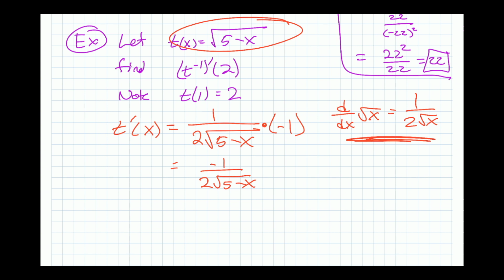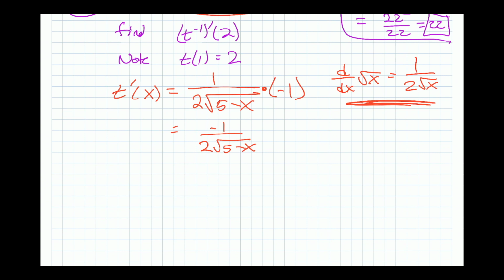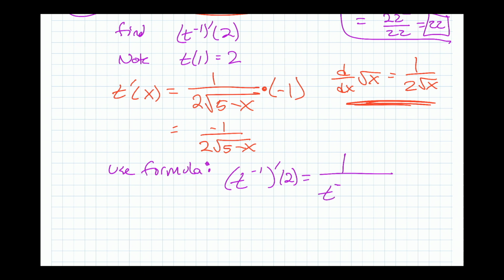Now we can move on and actually use our formula. So what are we looking for? We're looking for t inverse prime of 2, which is 1 over t prime, but I wrote negative t prime of t inverse of 2. Work it out from the inside out. So what's t inverse of 2?